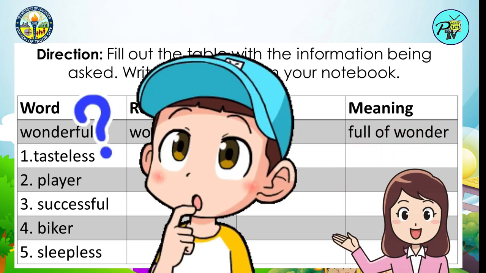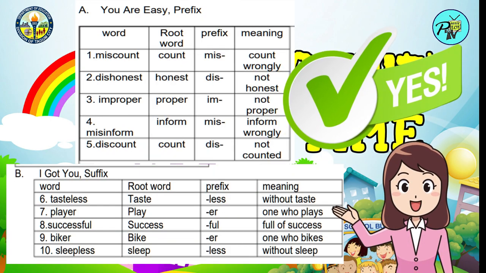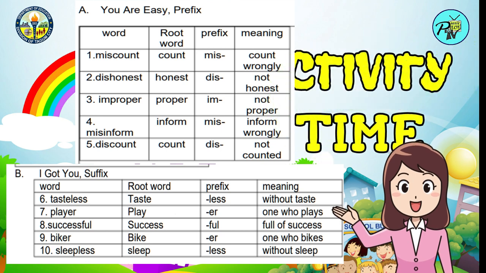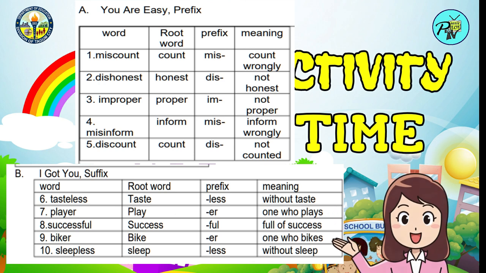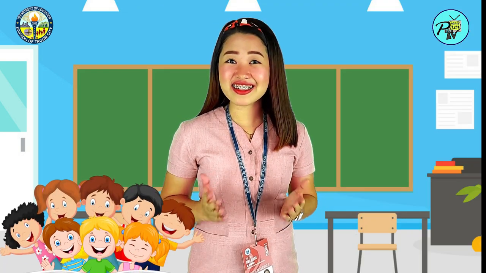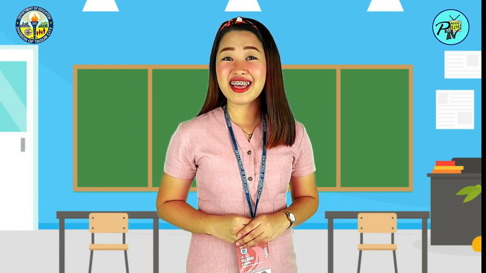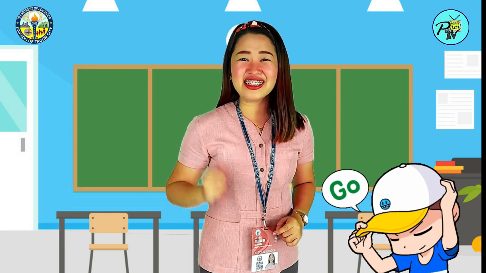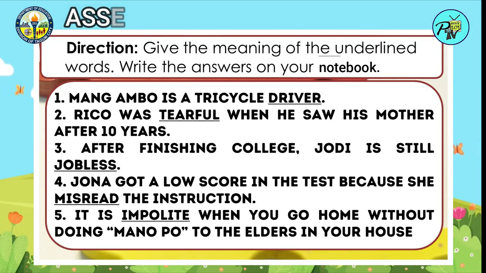Were your answers like this? Check it out! Did you get all the answers? Great job, learners! This is your final test. Let us see if you can still remember all the things that you have learned today. Are you ready? Come on, let's begin! Direction: Give the meaning of the underlined words. Write your answers in your notebook.